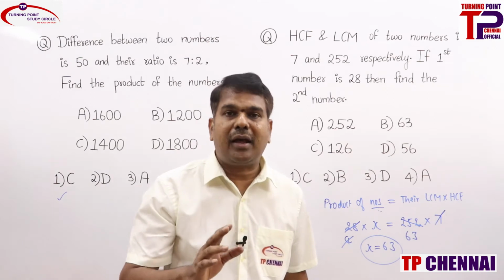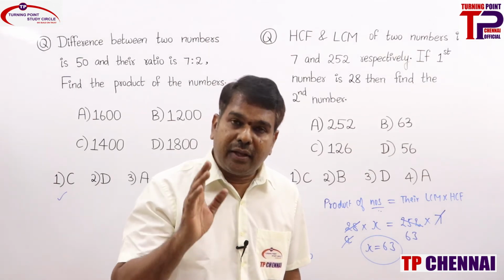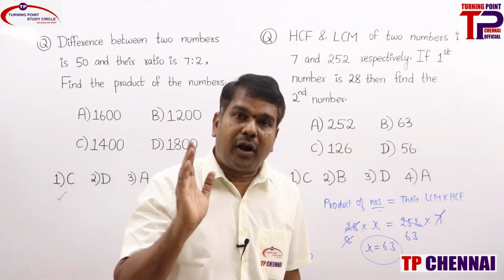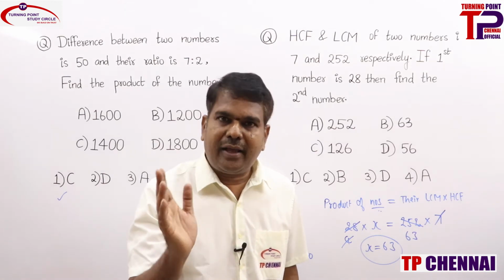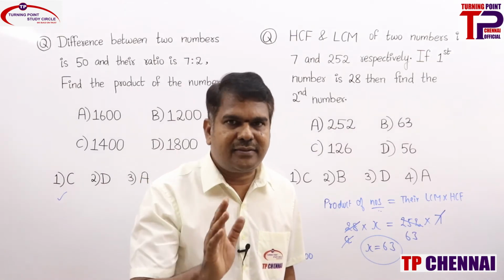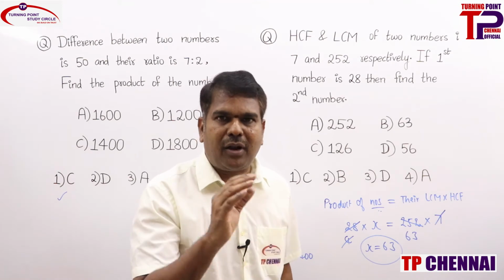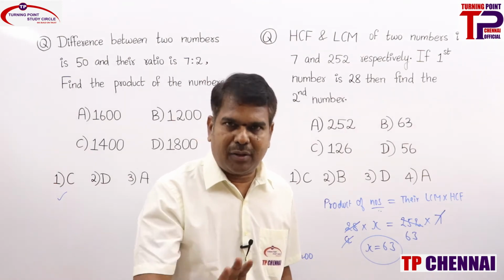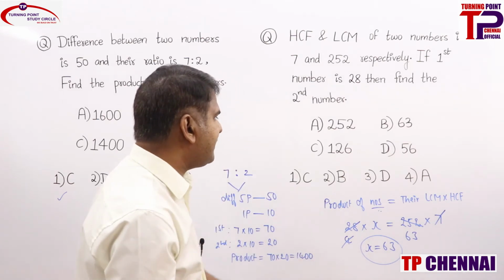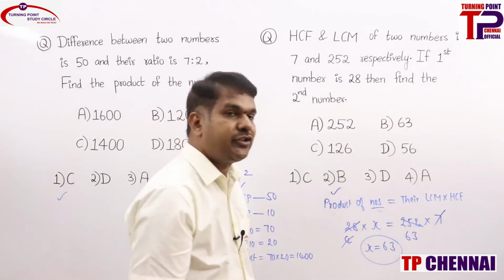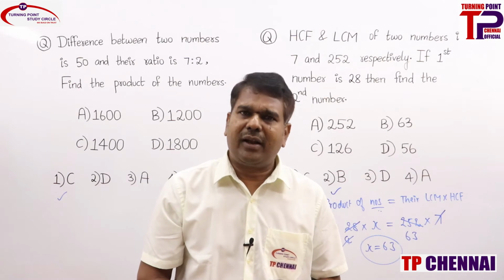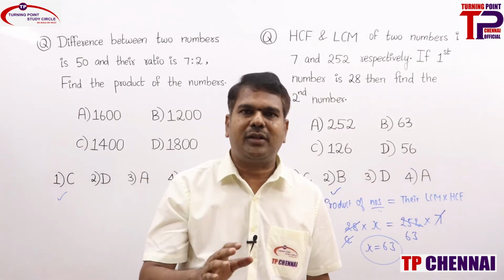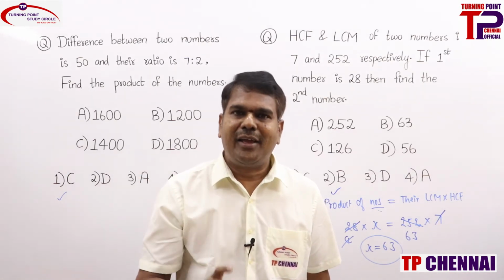So always remember, product of any two numbers is equal to product of their HCF and LCM. Remember the formula. So whenever you get this type of problem, you can directly apply this formula. Clear? So what is the answer? 63. That means second option. Clear? Very easy one. Even these two questions combined together, you won't take even a minute.